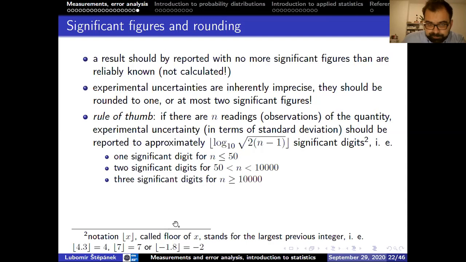So to make the calculations, if we have 50 or less observations, 50 or less readings, use only one significant digit in your readings, supposing that you are using a decimal representation of a number. If we have more than 50 but less than 10,000 readings, use 2 significant digits. In our particular task, you are usually going to have, let's say, 10, 20, maybe 30 readings. So it means that you should use 1 significant digit. Maybe it could happen, rarely, that you'll have more than 50, and in such a case it is legitimate to use 2 significant digits, but not more.